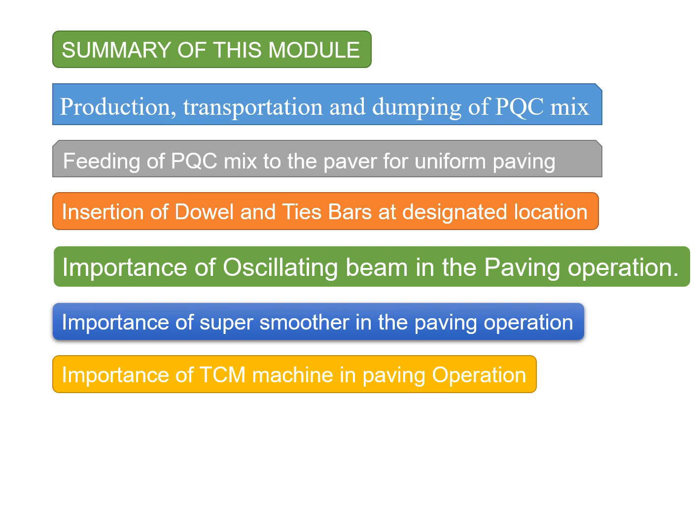Then the importance of the oscillating beam in the overall paving operation. Basically, the oscillating beam is trying to maintain the height of the paved slab, which is required as per the design, and it also indicates how the feeding is for the particular paver. Then we talked about the importance of the super smoother in the paving operation. After the super smoother, the final thing which is there in the rigid pavement train is the TCM machine.